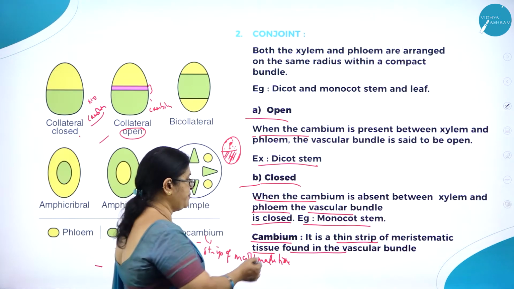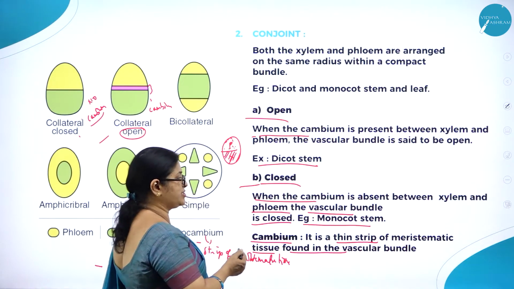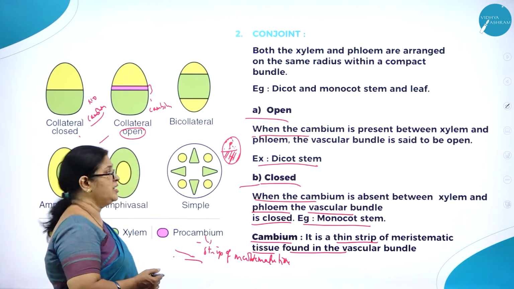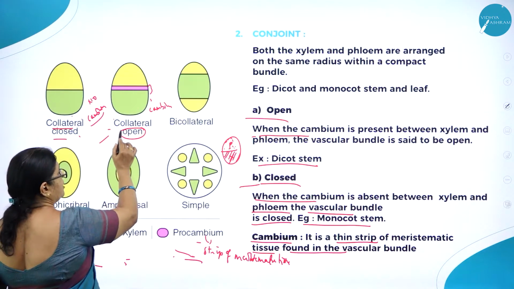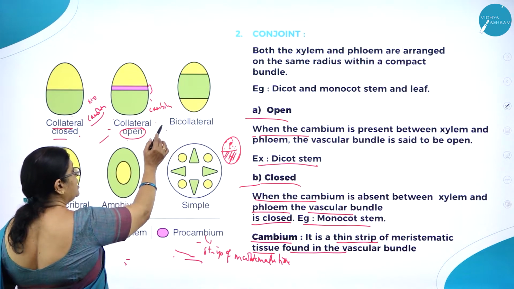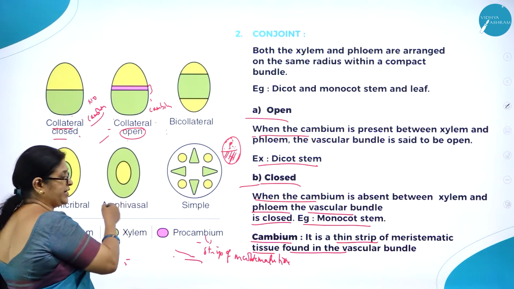Example, monocot stem. Cambium, what is cambium? It is a thin strip of meristematic tissue found in the vascular bundle. So this is called conjoined collateral closed, conjoined collateral open, conjoined bicollateral closed. Here it is called concentric.